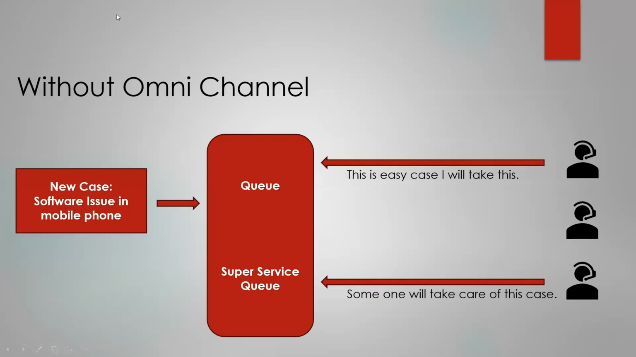Let us see what the use of Omni-channel is, what will happen with Omni-channel, and what will happen without it. Without Omni-channel, the case is registered in our case object, and from that we assign the case to the queue. The queue name is Super Service Queue. In this queue, there are three employees. One employee takes the case because he thought the case was very easy to be done, and the remaining two employees are idle.